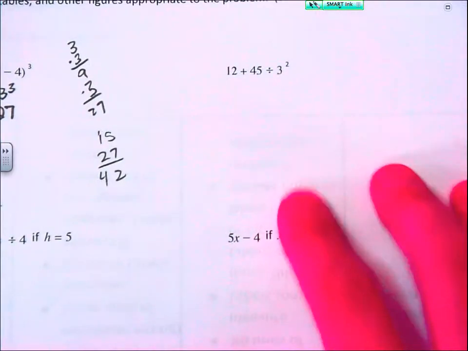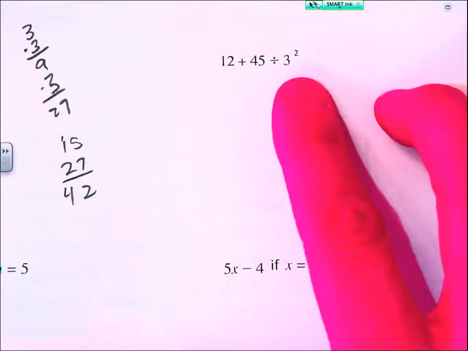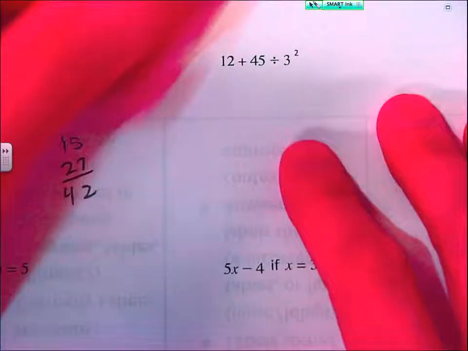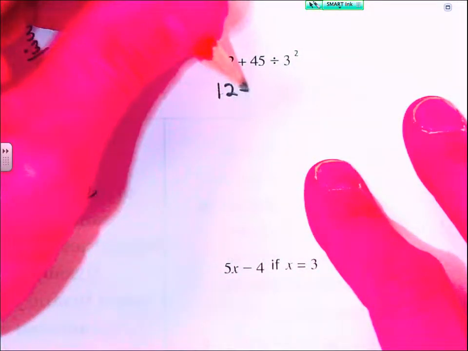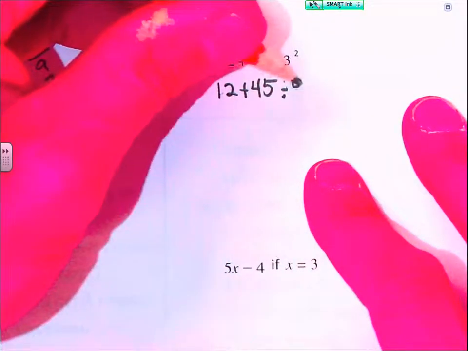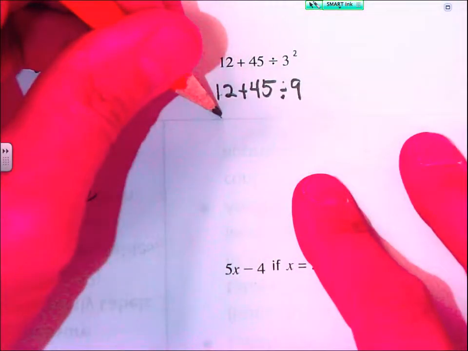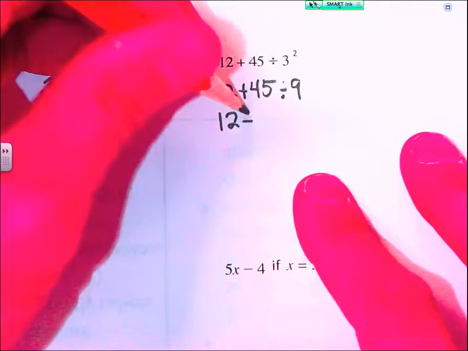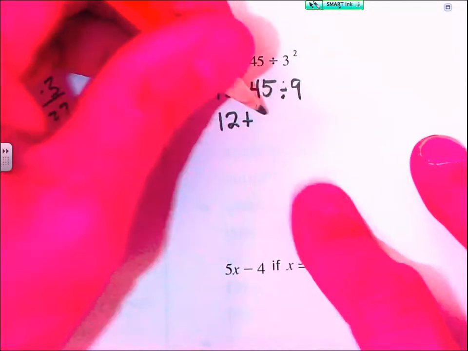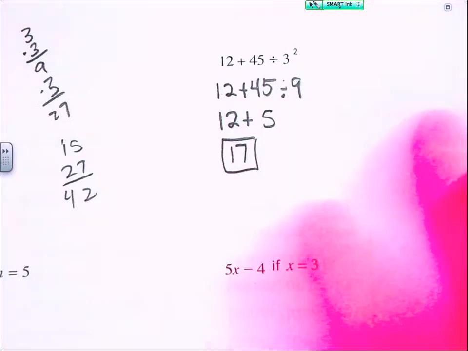Then, third, as we go, we have addition, division, and exponents. First step is exponents. So I leave everything the same in the same order, and I just do the one step. 3 squared is 9. Next I have addition and division. Division wins. So I do 12 plus 5, and then I have one step left, and I should have 17 as my answer.